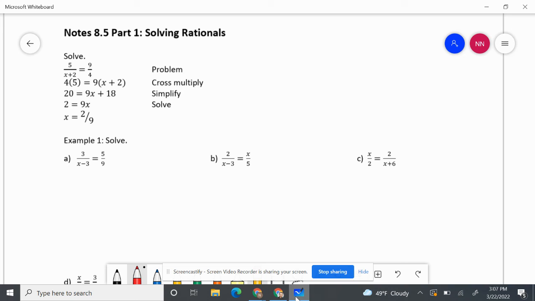What we're going to do is we're going to solve rationals. The type of rationals that we're going to solve today are the ones with two terms, one on the left-hand side and one on the right-hand side. Whenever we have two terms, what we're going to do is we're going to cross multiply.